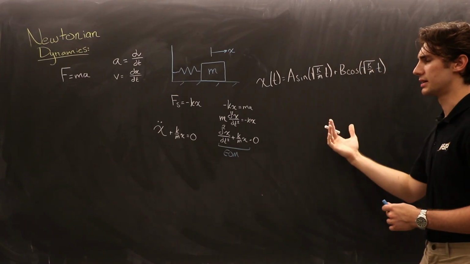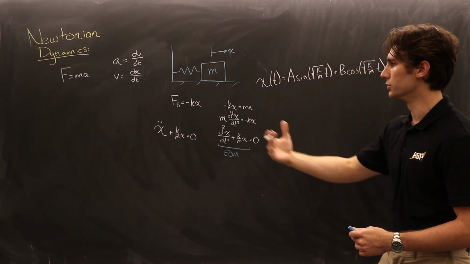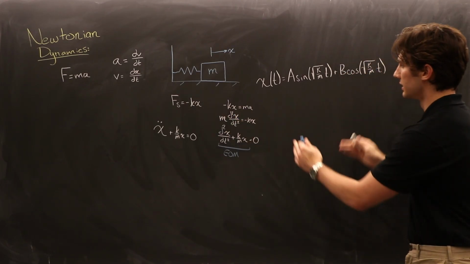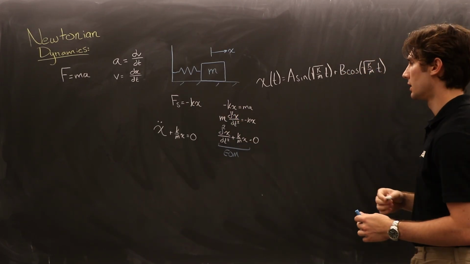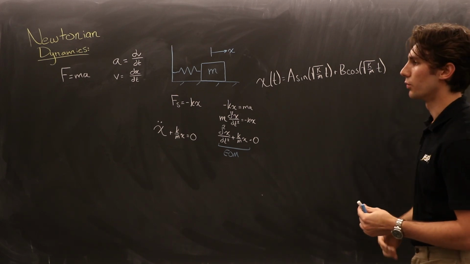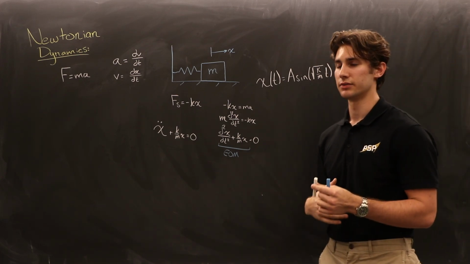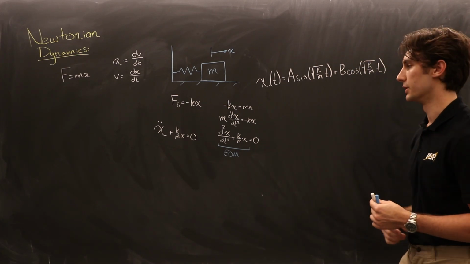So this is just a basic example that's showing how we can use this differential equation form to get an analytical solution for what x is over time. What we're going to do now is show an example where this kind of breaks down and we have to use some other methods to solve this equation.